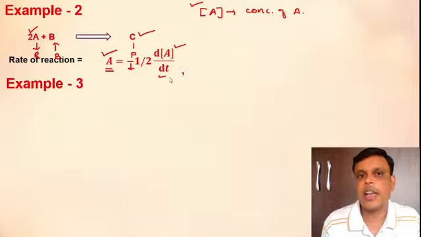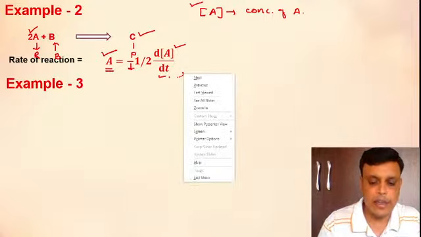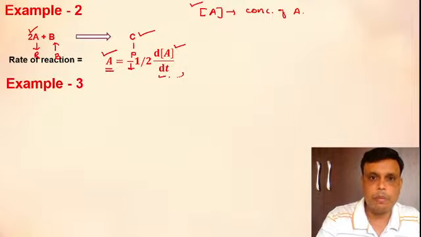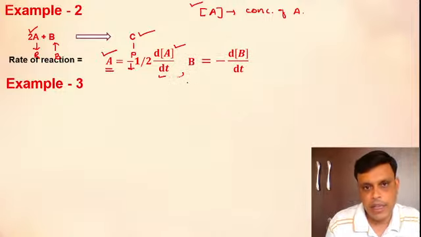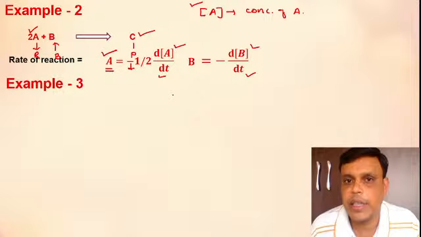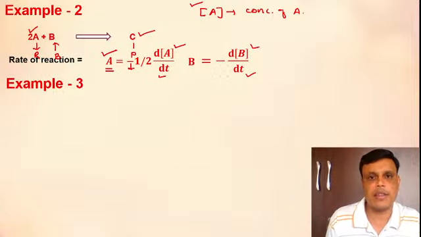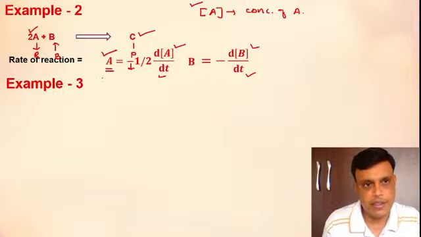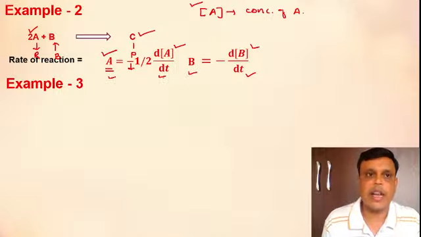Now we will see the rate of reaction with respect to the reactant B. B is equal to negative sign because the concentration of B decreases. D concentration of B minus dt. Very simple. So this is reactant A and B. These are the two reactants of this reaction.